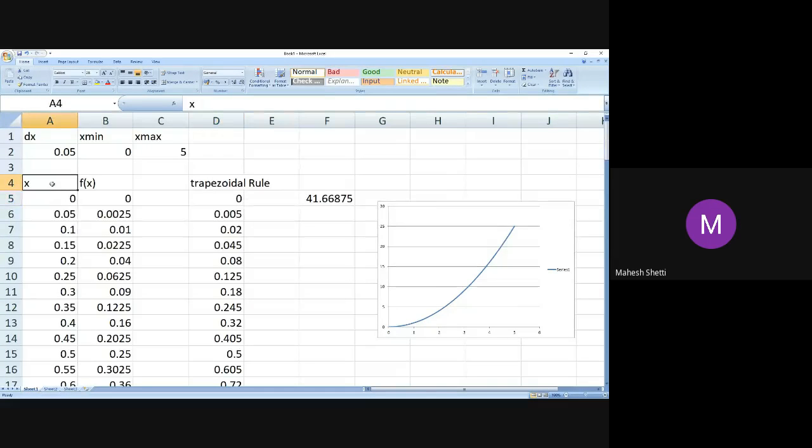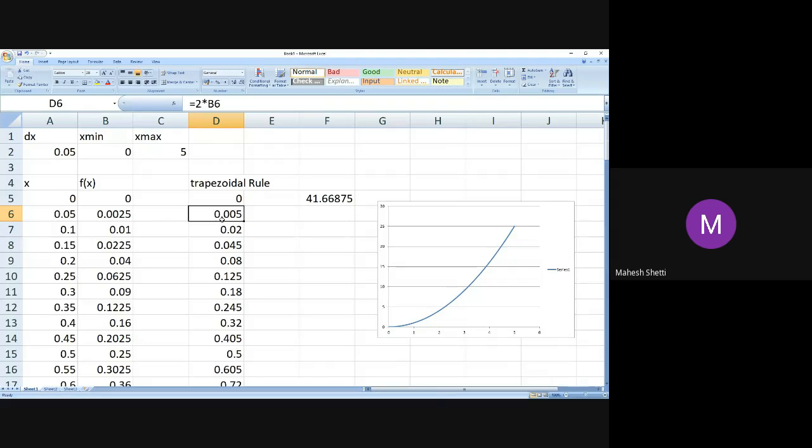So here in column A, you have all x values. In column B, you have f of x, which is nothing but y. And I am writing the terms that I want to add in column D. The first term is as it is, which is y0. The next term is twice y1, so it is 2 into B6. B6 is your y1, B7 is y2, B8 is y3, and so on.